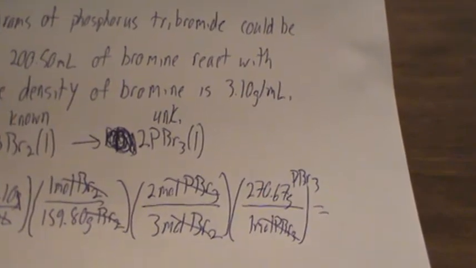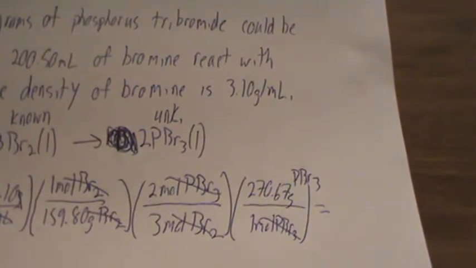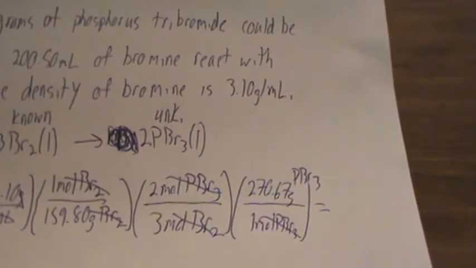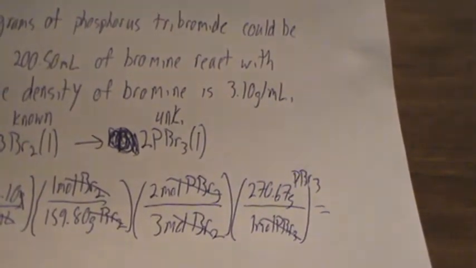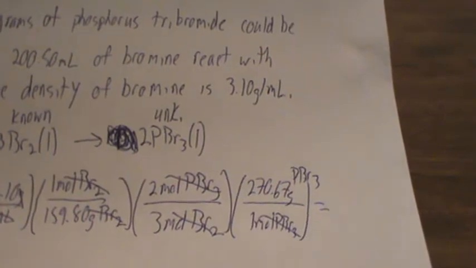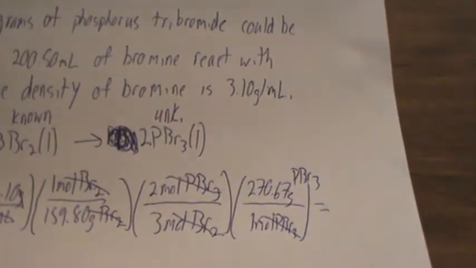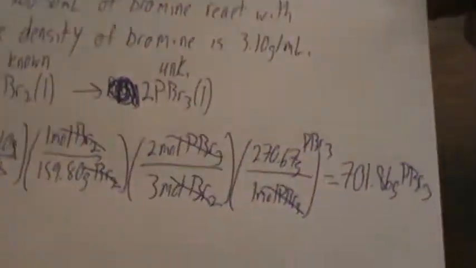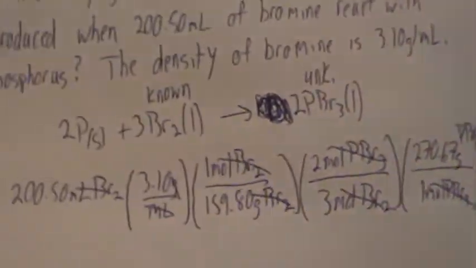200.50 times 3.10 times 2 times 270.67 divided by 159.80 times 3. And I'm coming up with the answer of 701.86 grams PBr3. Okay, so these two problems, this will help you with problem number 2 on the assignment.